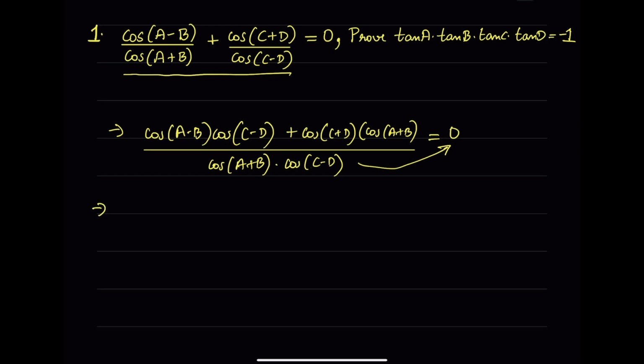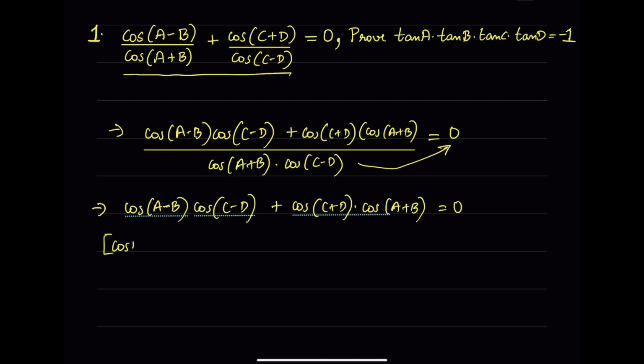So we would have cos of (A minus B) times cos of (C minus D) plus cos of (C plus D) times cos of (A plus B). This is equal to 0. Now let's start applying the formula of cos of (A minus B). That will be equal to (cos A cos B plus sin A sin B) times (cos C cos D plus sin C sin D).